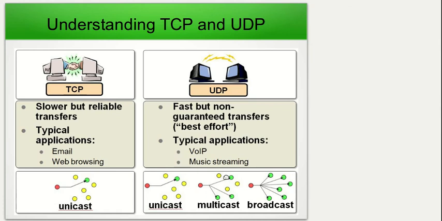Unicast is one-to-one, multicast is one to a group, and the devices in that group are part of the same group as the sending device, and broadcast is one to all.